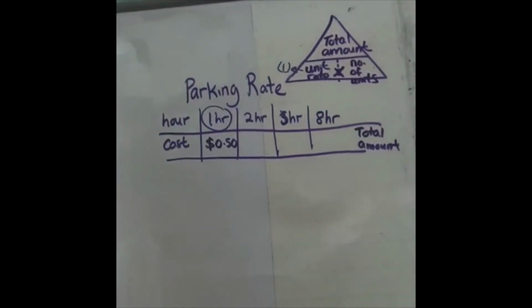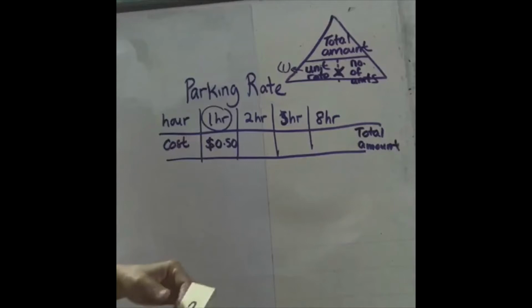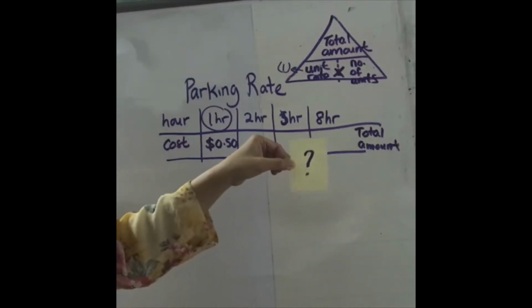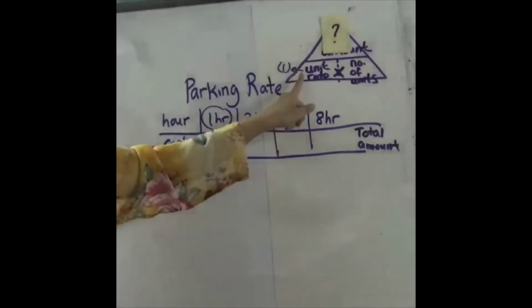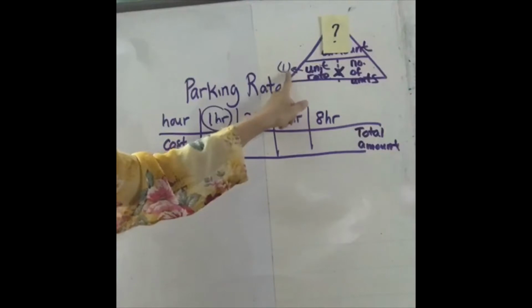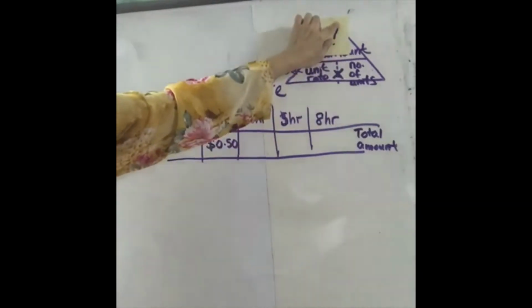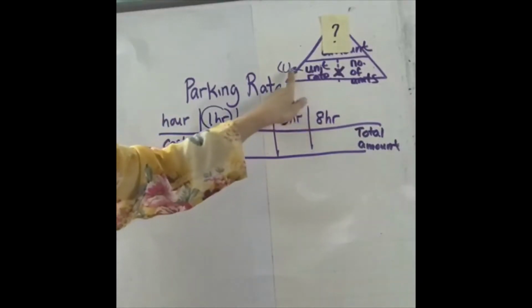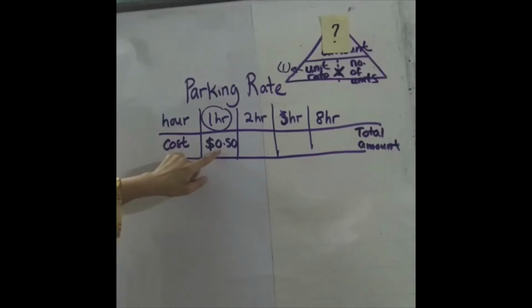Now, how do you solve these questions? Very simple. You say 2 hours. What is the total amount? So we look at this formula and we're going to find how much the total amount is. We put the question mark here. The formula means the 1 unit, you times by the number of units. So that's all we need to do. We find 1 unit. How much is 1 unit? 1 unit is 50 cents.